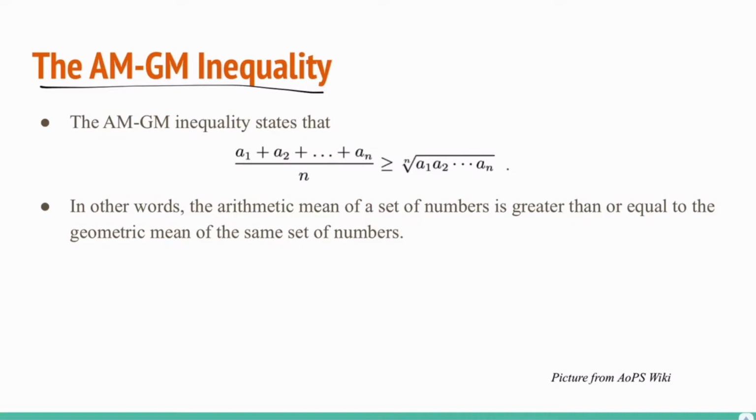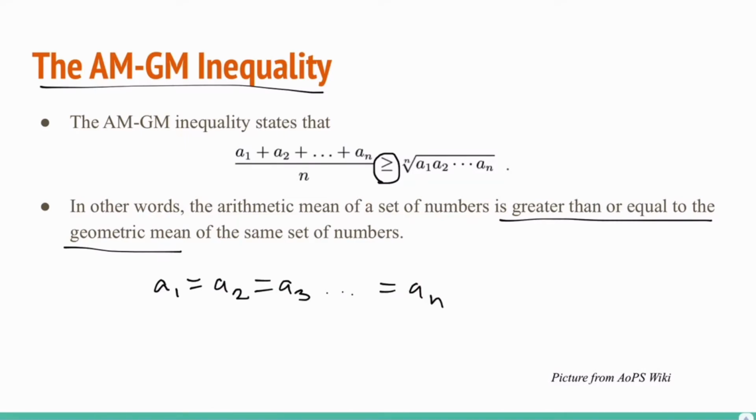The AM-GM inequality states that (a1 + a2 + ... + an) / n has to be greater than or equal to the nth root of a1 times a2 times ... times an. In other words, the arithmetic mean of a set of numbers is always greater than or equal to the geometric mean of the same set of numbers. And equality only holds when all of the numbers are equal. Also, this inequality only holds when all of the ai are positive.